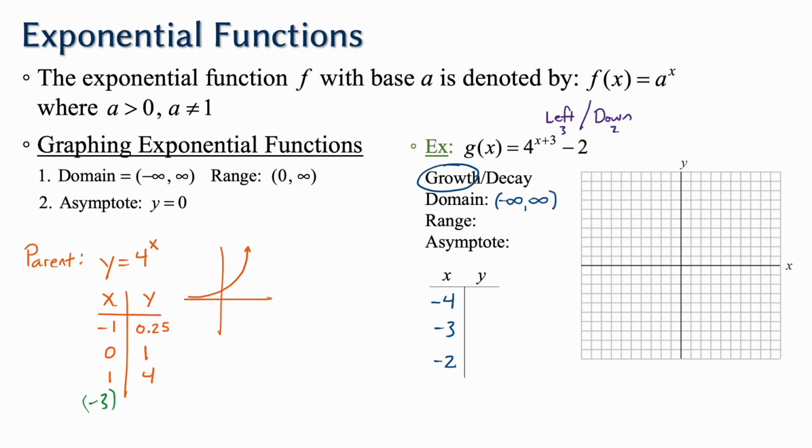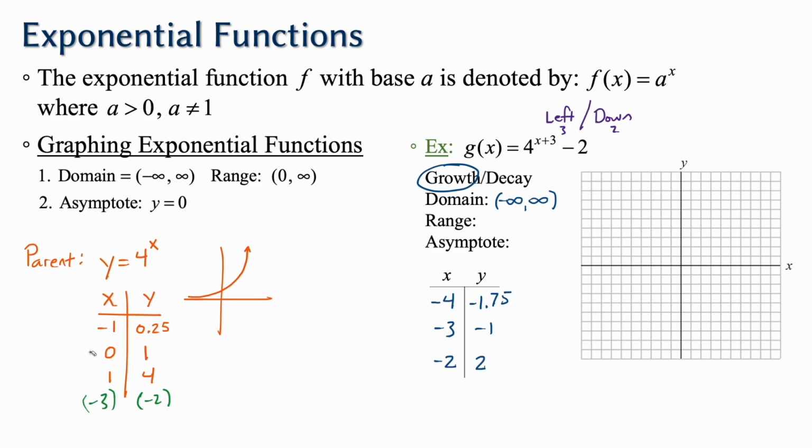Then we need to look at how the y values change. Well, vertically, we're going down 2. So with every single number with my y's, I'm going to subtract 2. So my 0.25, 1, and 4, we're just going to take away 2. If you take 0.25 minus 2, that's negative 1.75. 1 minus 2, of course, is negative 1, and 4 minus 2 is 2.